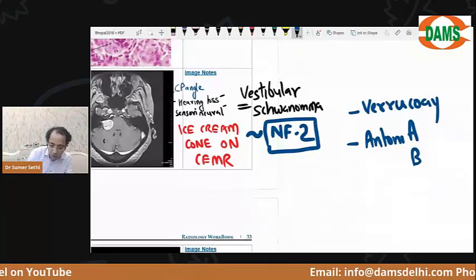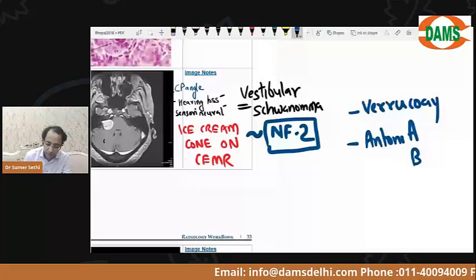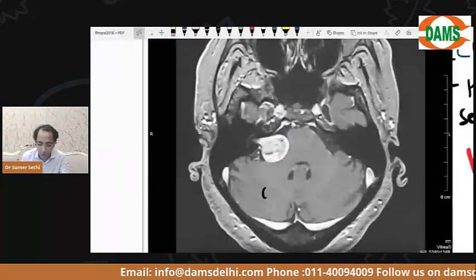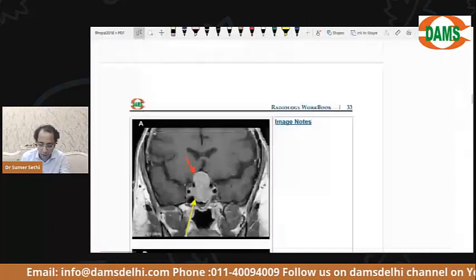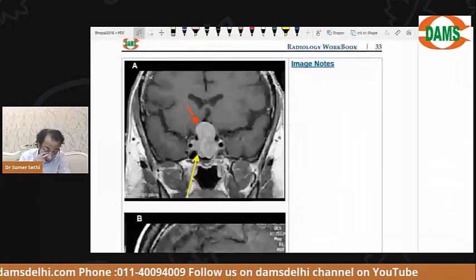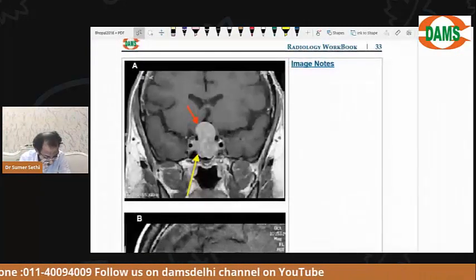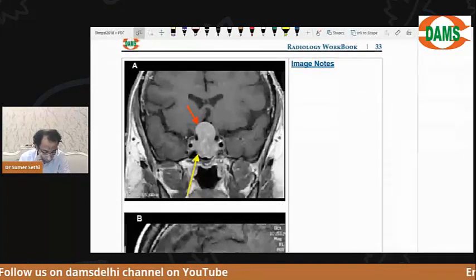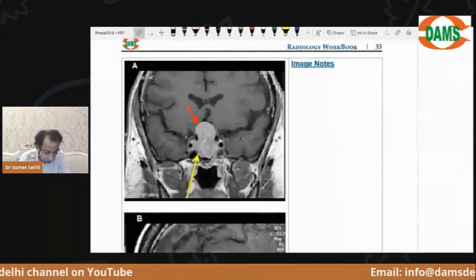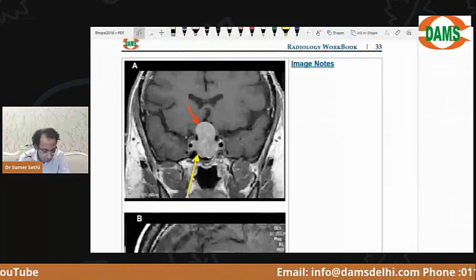So this is how you identify CP angle tumor. Okay, clear. This is vestibular schwannoma. Now you cannot get it wrong. Okay, next question. Okay, let's try to answer the next image. Yes, very good. NF2 is associated with meningiomas and vestibular schwannomas.